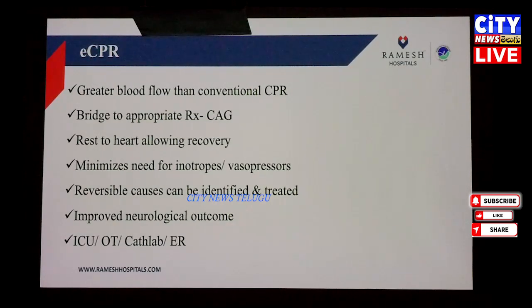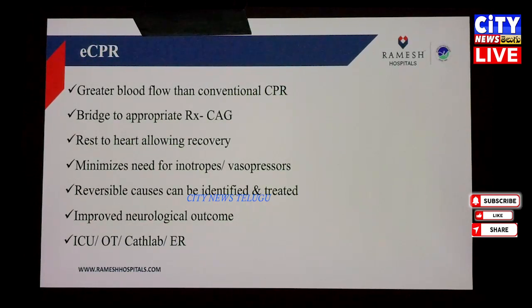How does it work? It basically provides better blood flow compared to conventional CPR. As we discussed, it's a bridge to appropriate therapies in patients in cardiogenic shock. We put them on ECMO, stabilize, take them to the cath lab, do an angio, see what is there, and if there is a critical condition, treat it. It gives rest to the heart, allowing fast recovery.